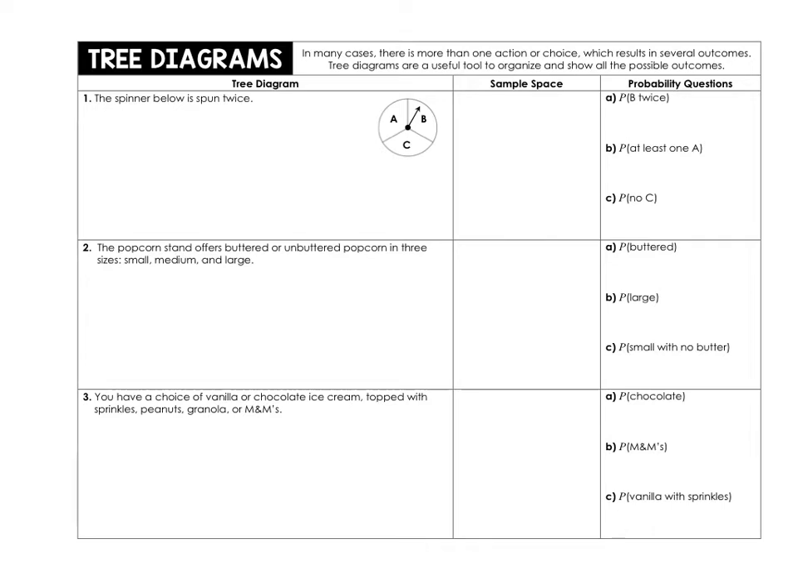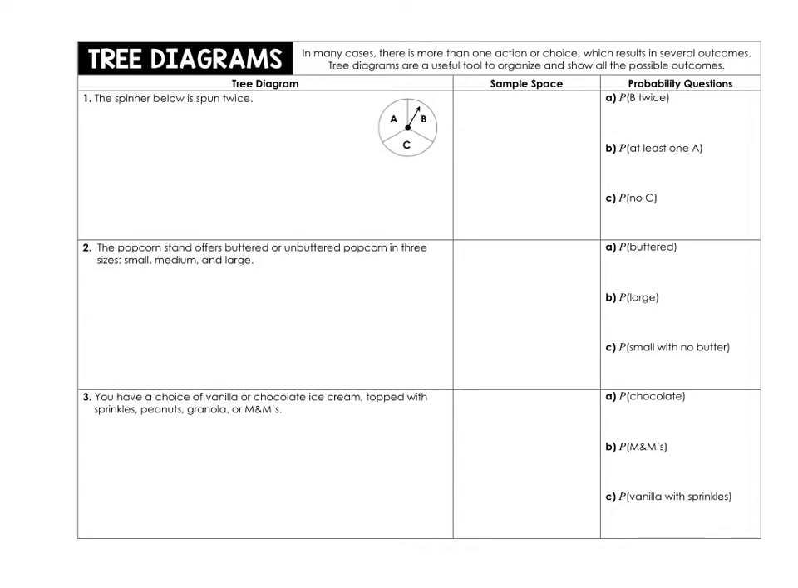It says, in many cases, there is more than one action or choice, which results in several outcomes. Tree diagrams are a useful tool to organize and show all the possible outcomes. The reason it's called a tree diagram is because it ends up looking like an upside down tree. You'll get it when I show you. All right, we're going to start with example 1. It says the spinner below is spun twice.